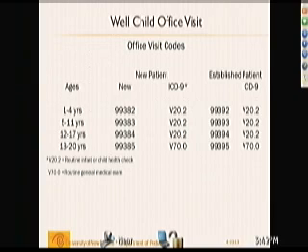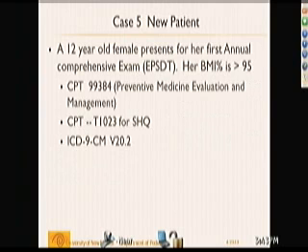Let's move on to the well child office visit. Again, new patients, established patients. The V codes are the same unless they're at 18. They go up. They use the V70.0 instead of the V20.2. But the CPT codes are different based only on whether they're new to the practice or they're an established patient. So here is an EPSTAT new patient. So based on age and that she's new, it would be a 99384.